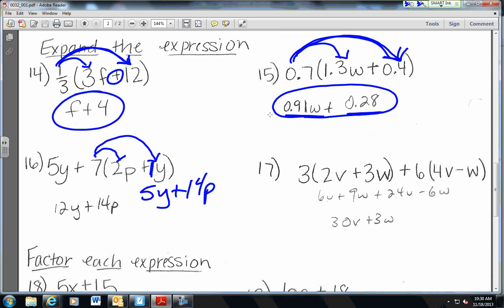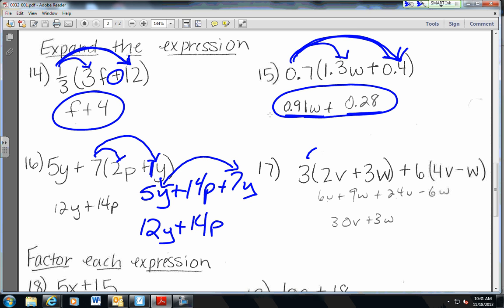7 times 1y would give you 7y, so plus 7y. Then we find our like terms. We can add the 5y and the 7y. We can jump over the 14p because everything in the problem is addition. So 5y's plus the 7y's gives you 7y's plus the 14p. Okay, and if you had 14p plus 12y, that would be okay as well.